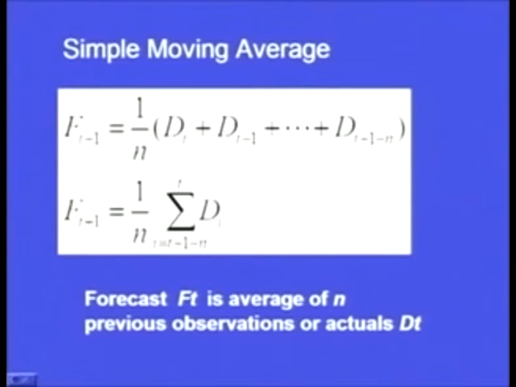So, we can say F(t+1) is equal to 1 by n times the sum of d_i, where n is the period and i goes from t plus 1 minus n to t. I goes from t plus 1 minus n to t means that we will be taking the 3 previous or 5 previous or 7 previous readings of the data which is already available with us, and from that data we are going to generate the forecast for the t plus 1th time segment or t plus 1th year. So, forecast F is an average of n previous observations or actual d_t.